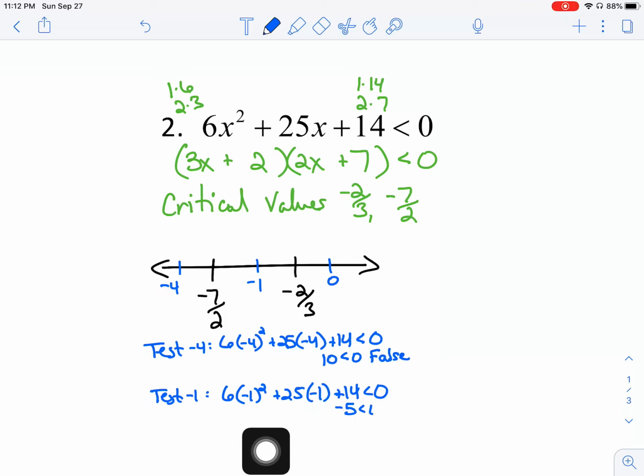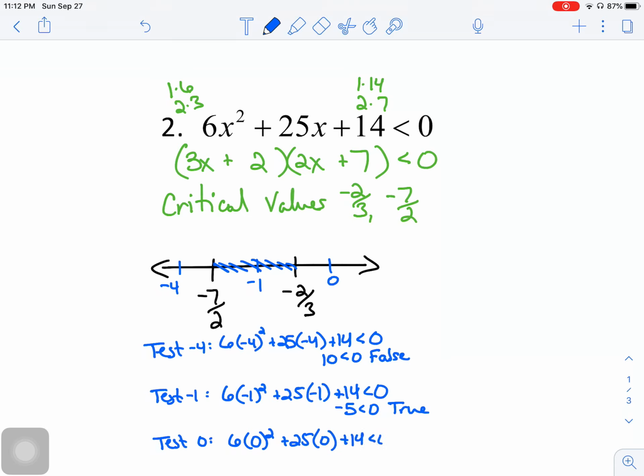So negative 5 is less than 0. That is true, which means I would shade between my two critical values. I have one more test to do, which is my favorite test, and that's testing 0. Again, if you have the option to test a 0, I highly recommend it.